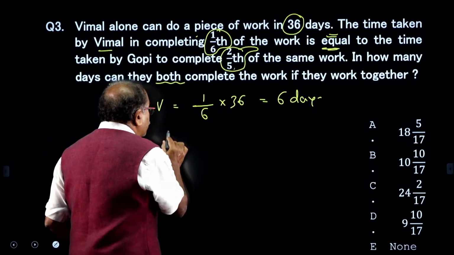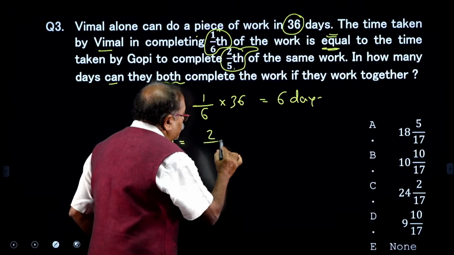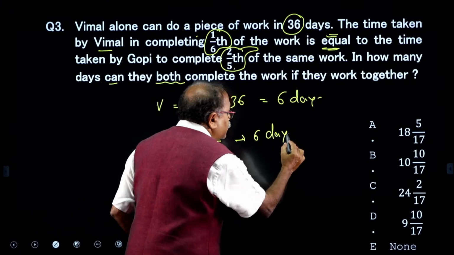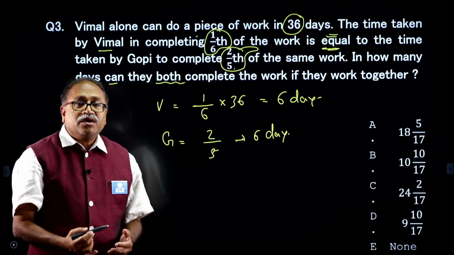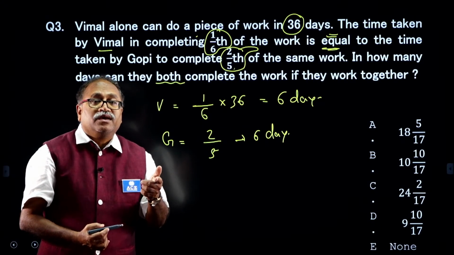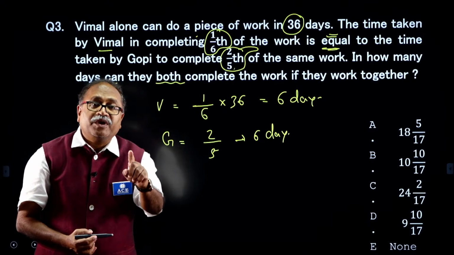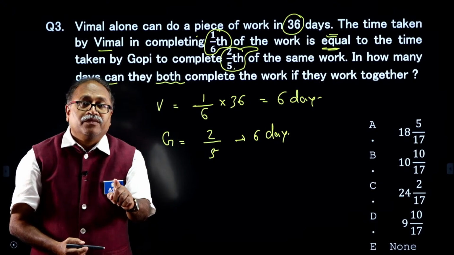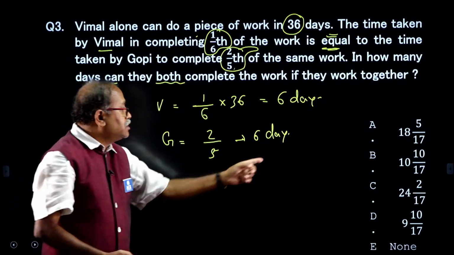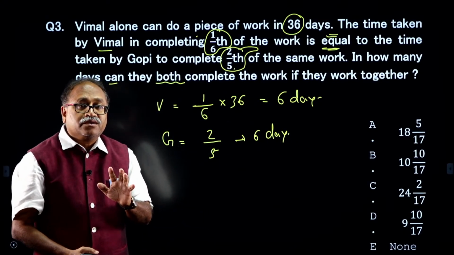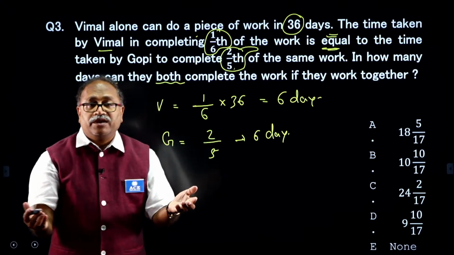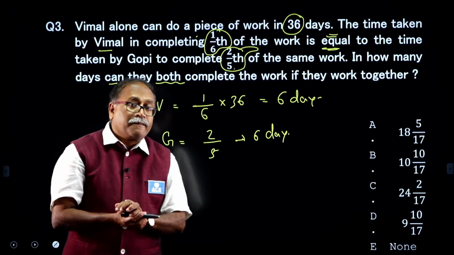If he completes 2/5 of the work in 6 days, then please tell me, one work will be completed in how many days? From there I am getting the number of days Gopi takes to complete one work, and already I know Vimal takes 36 days. Gopi takes this x days, calculated, and then together they can complete the work in how many days can be easily calculated.